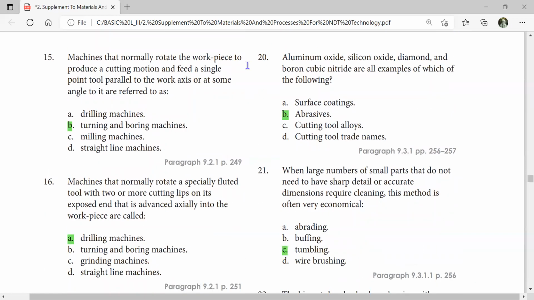Machines that normally rotate the workpiece to produce the cutting motion and feed a single-point tool parallel to the work axis or at some angle to it are referred to as turning or boring machines. Aluminum oxide, silicon oxide, diamond, and cubic boron nitride are all examples of abrasives.